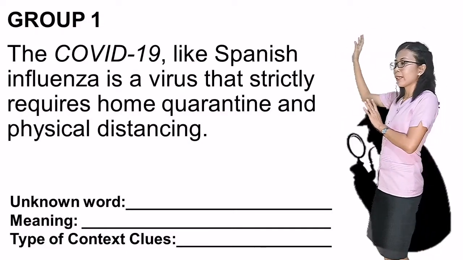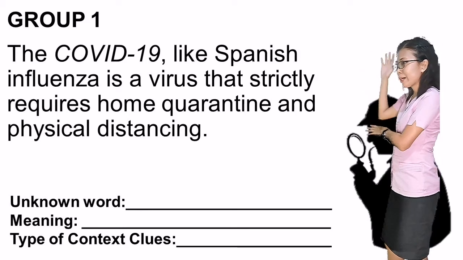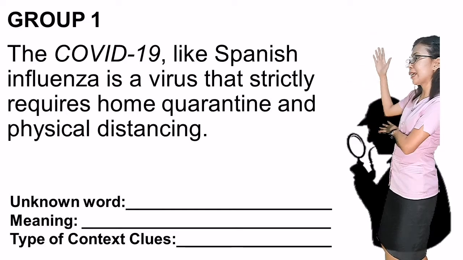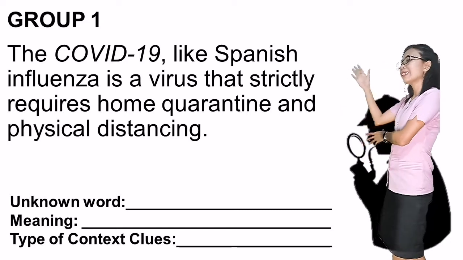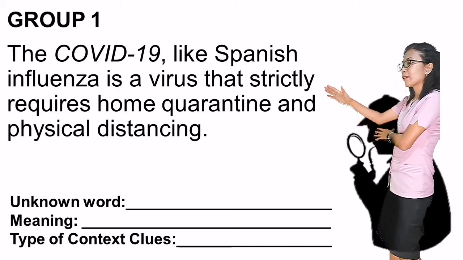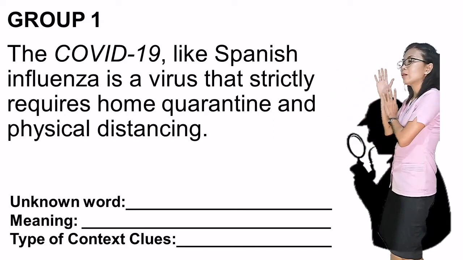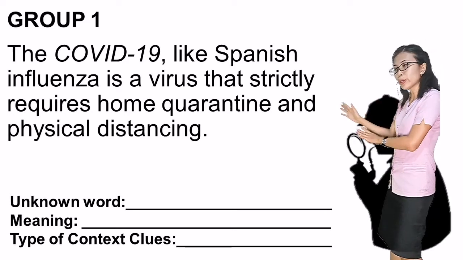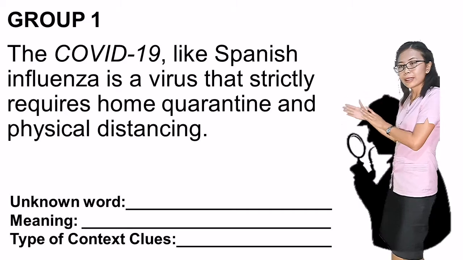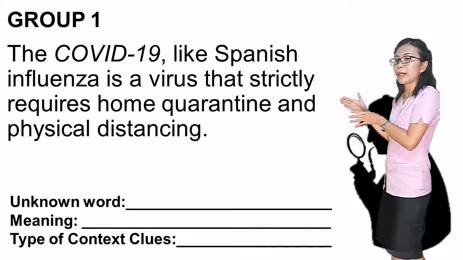The sentence for group 1 is like this: The COVID-19, like Spanish influenza, is a virus that strictly requires home quarantine and physical distancing. So in this sentence, you are going to extract the unknown word, write it on your activity sheet, give the meaning of that unknown word, and write the type of context clue you used, or what strategy you used in order to come up to that.